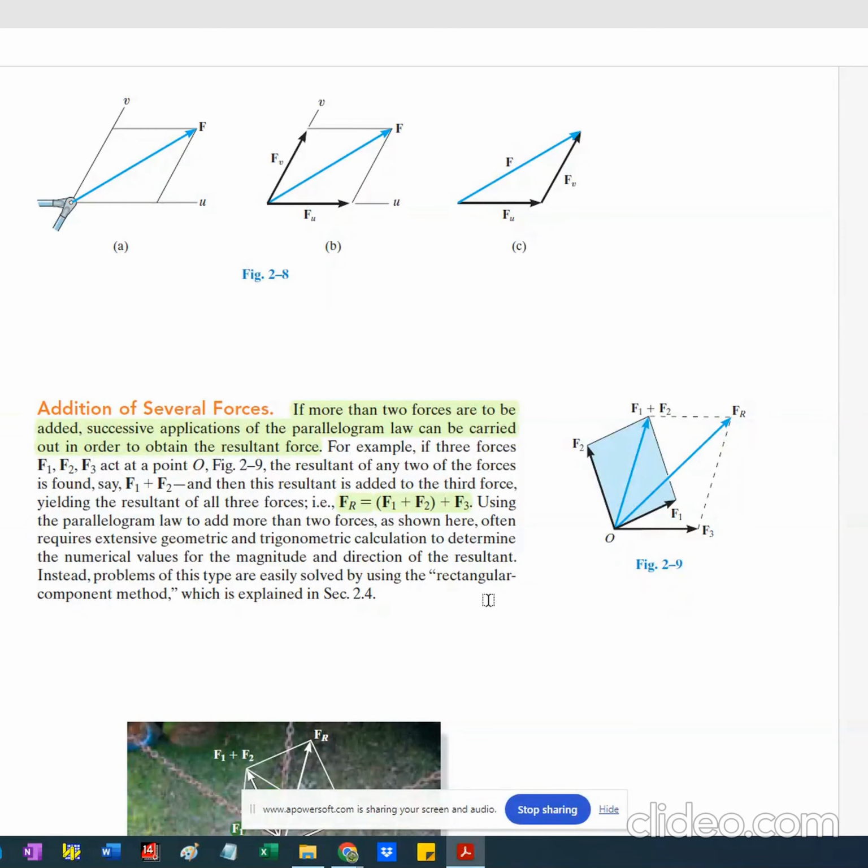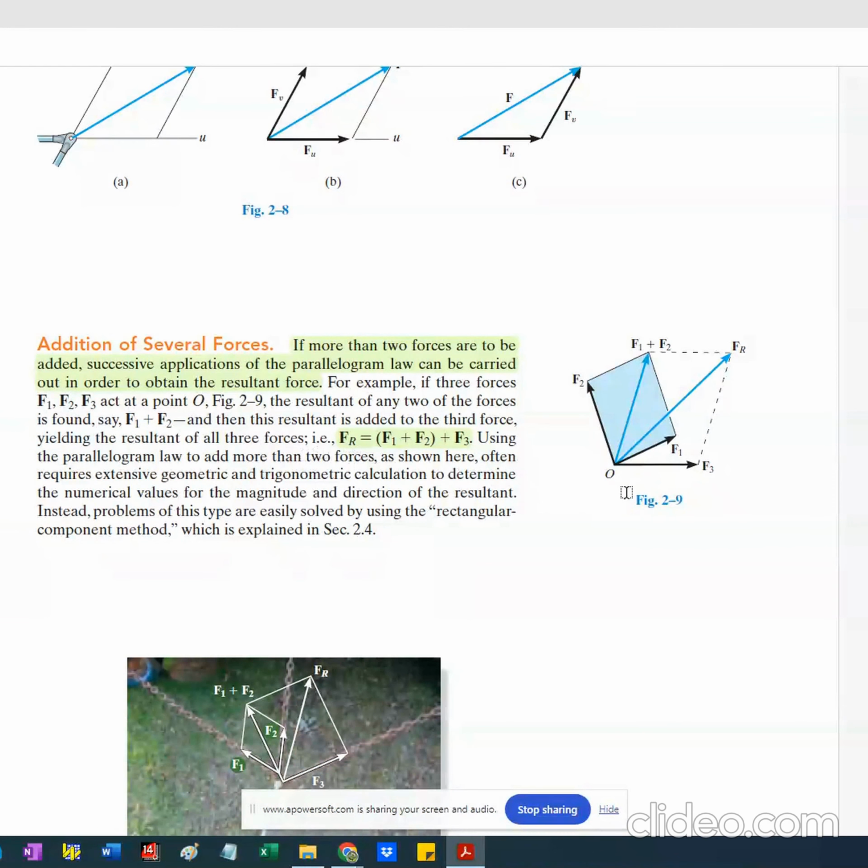Addition of more than two forces. So we can group them into pairs. Our first pair, and then the next one, and then we get the in-between resultant, and so forth. So here we have three vectors, F1, F2, and F3. We add F1 and F2 using the parallelogram rule. So we get the resultant F1 plus F2, and then we add F1 plus F2 with F3. So we build another parallelogram, and we get the final resultant of the three.